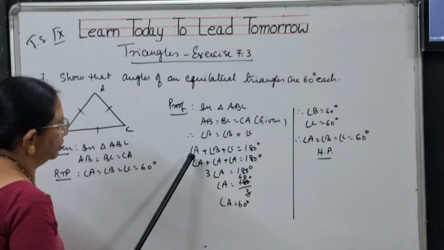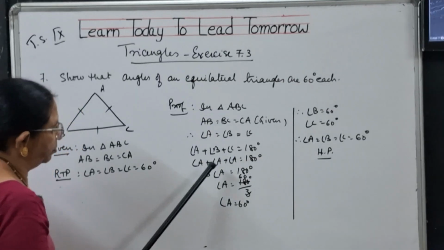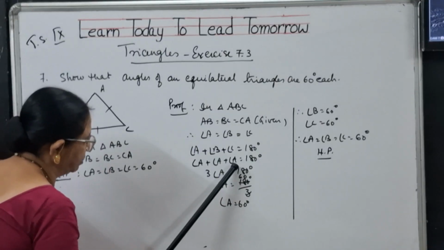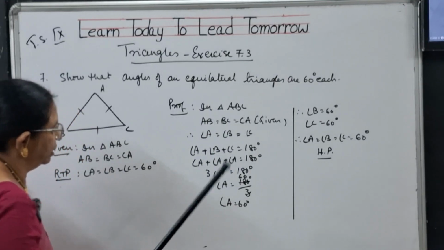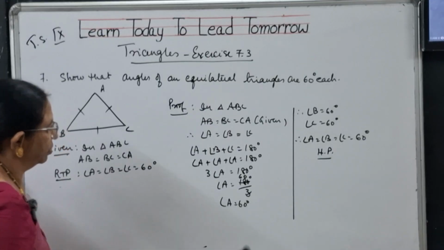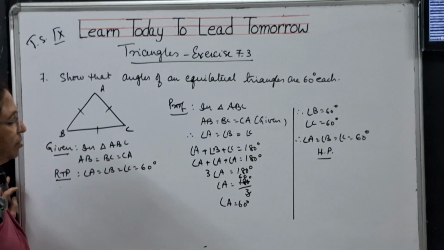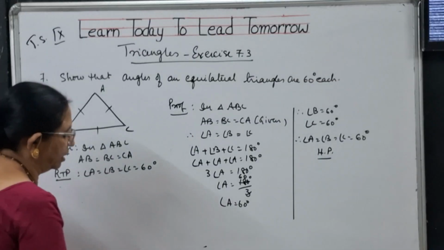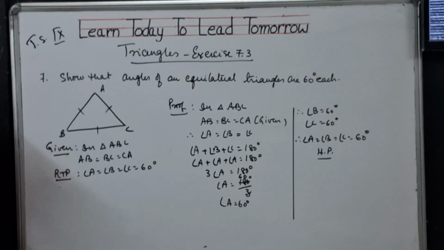When angles are equal, we know that angle A plus angle B plus angle C is 180 degrees. So in the place of that, angle A plus angle A plus angle A is 180 degrees. 3 times angle A is equal to 180 degrees. Angle A is equal to 60 degrees. That means angle B is 60 degrees, angle C is 60 degrees, and angle A is equal to angle B is equal to angle C is equal to 60 degrees.